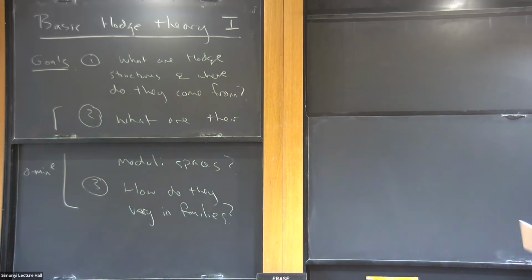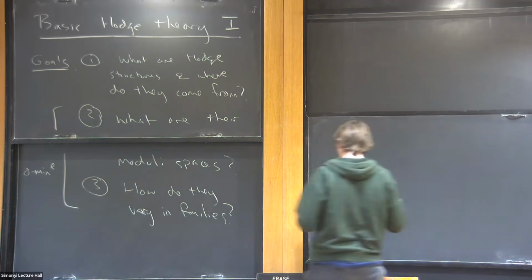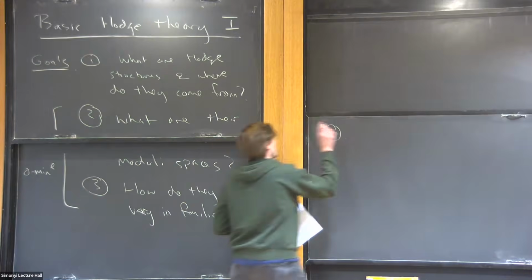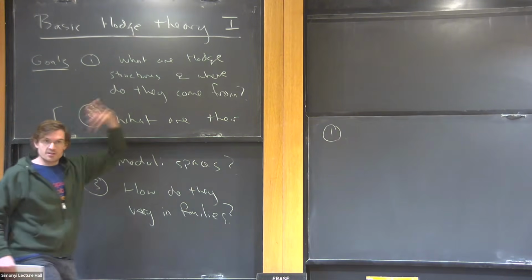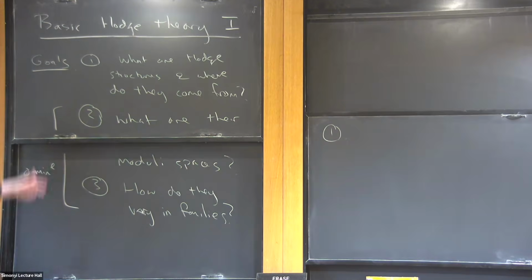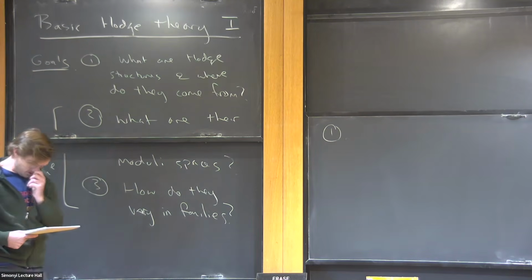Okay, also please interrupt with questions. So let's talk about one. Let me do this in inverse order. Let me first tell you why, if you're an algebraic geometer, Hodge structures show up naturally.